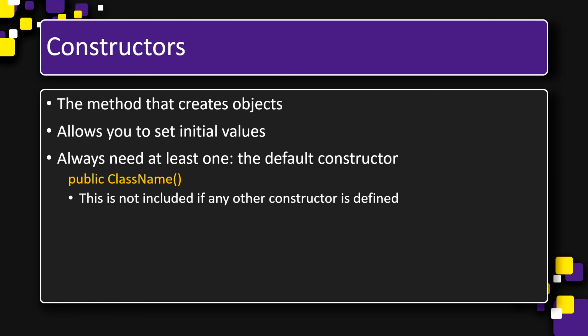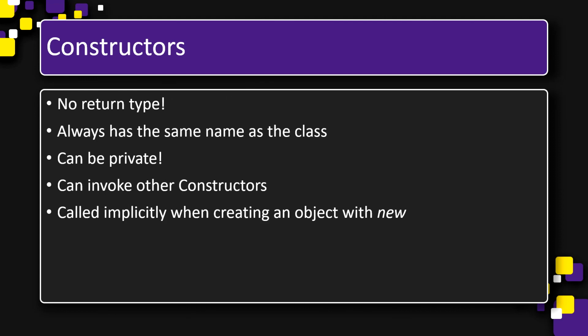Make note that the constructor is public and then the class name, there's no return type there, right? So constructors don't have a return type, and they always have the same name as the class that they're in. They can be private, and they can invoke other constructors, which can be very useful. They are called implicitly, I should say, when creating an object using that new keyword. So next I'm going to show you an example of writing a class.